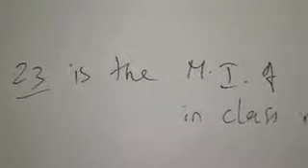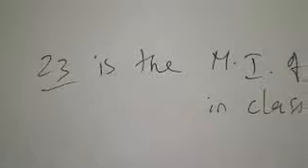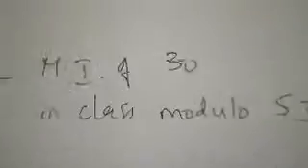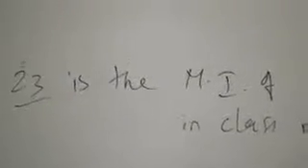Alright, so now again you can verify by doing what? Multiply 23 by 30, and the product modulo 53, you should be getting what? 1. So if it's correct, it's always going to be 1. You can verify whether you did right or wrong.